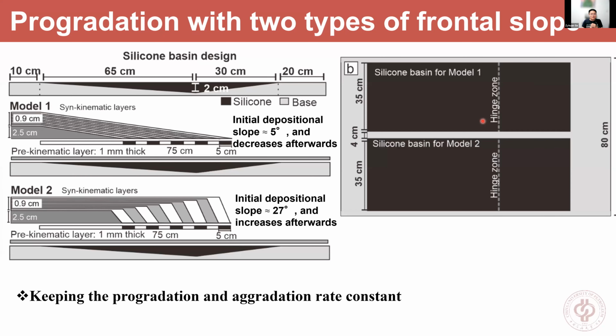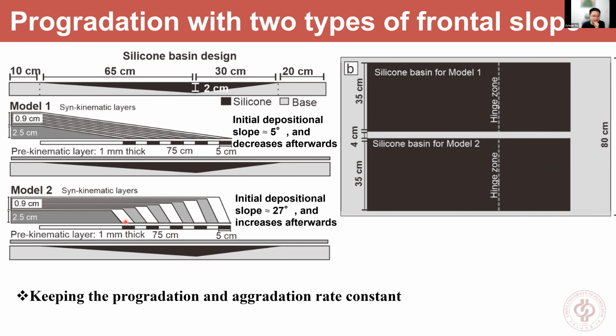So we design a model very different from other models. What we really focus on here is the front slope. We want to produce these two kinds of depositional slopes. One is very gentle, less than 5 degrees. We pick 5 as a start. Another is very steep, 25 as the starting point. Because we want to maintain the two models and compare them.